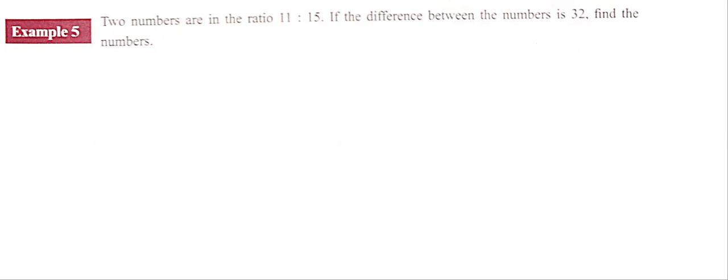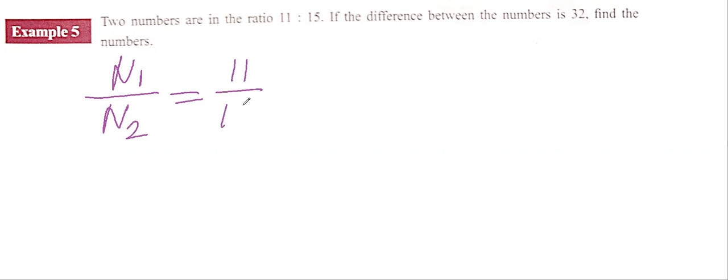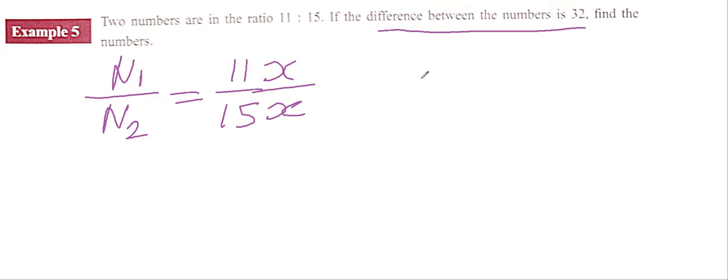Okay, so it says two numbers are in the ratio 11:15. So I have two numbers, I will call them number 1 and number 2. They are in ratio 11:15. If the difference between the numbers is 32, I can write this 11 by 15 as 11x by 15x. Why? Because this is a common multiple and it says the difference between the numbers is 32.